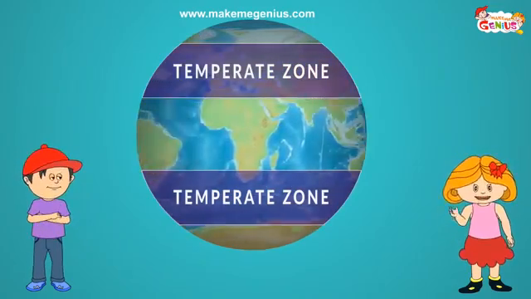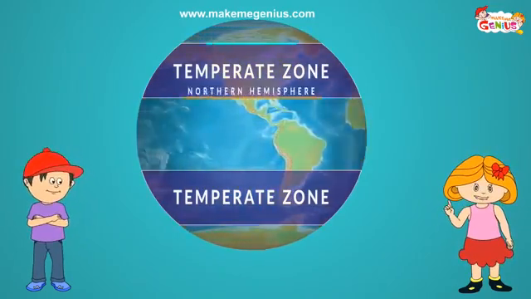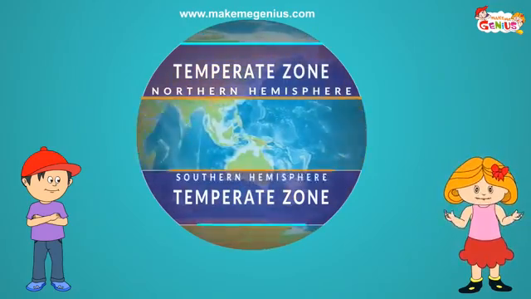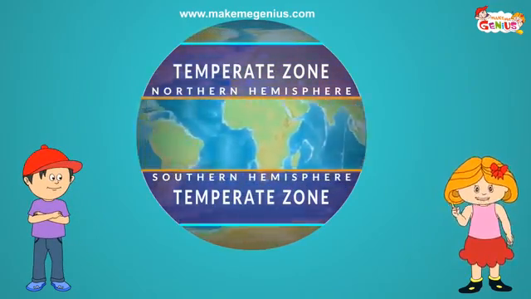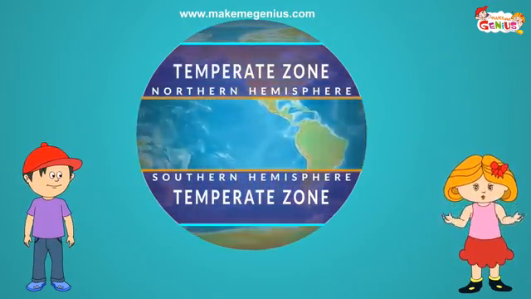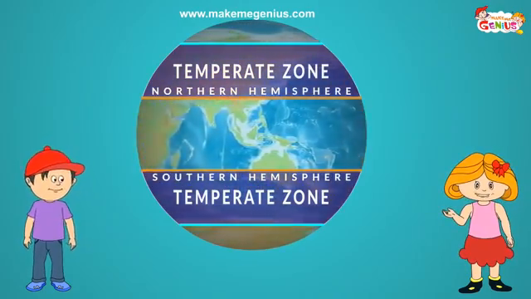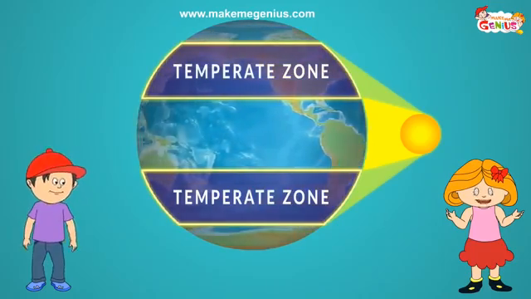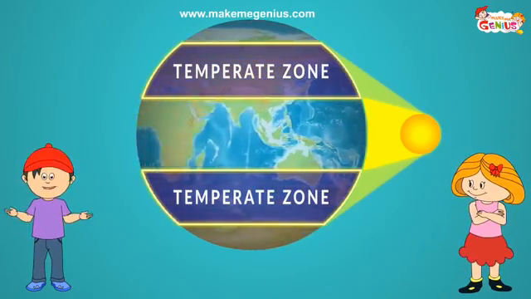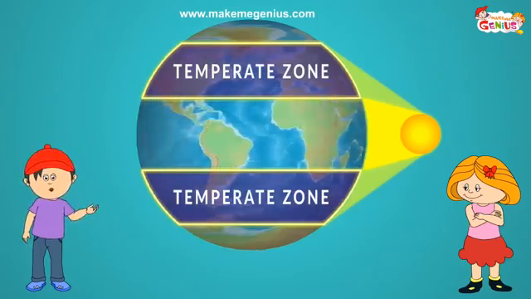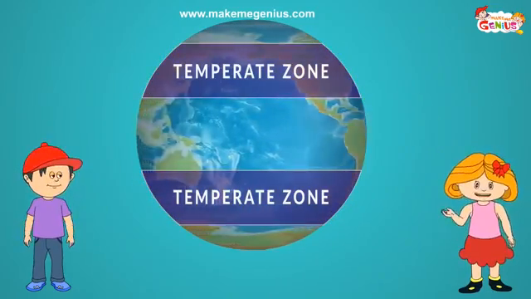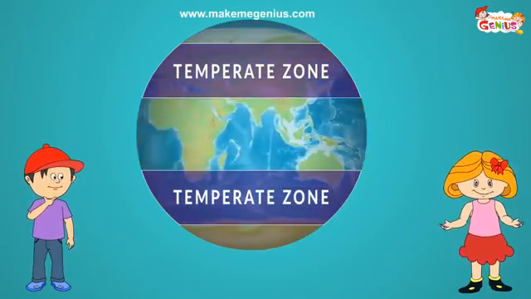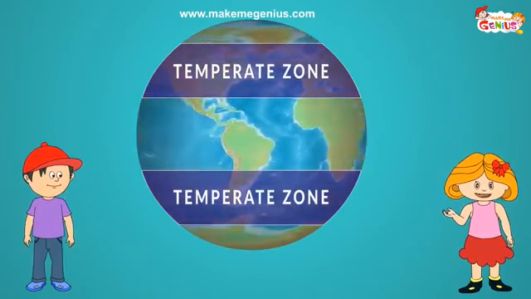There are 2 temperate zones, one in the Northern Hemisphere and one in the Southern Hemisphere. It is the largest among all climate zones. The weather over here is moderate as the sun rays do not directly fall in the temperate zone. Moderate means it's neither very cold nor very hot. Yes, and in a few of these areas, there is year-round rainfall.